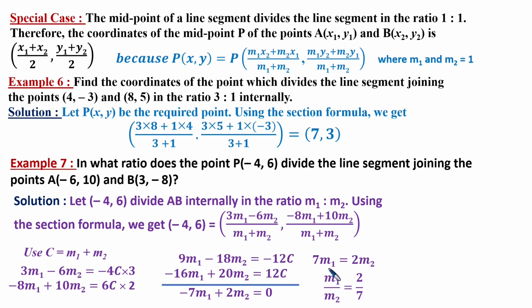So I get the ratio 7m1 is equal to 2m2. So m1 by m2 is 2 by 7. So I get this ratio. So in what ratio does the point P divide this line AB? This point P divides this line AB in the ratio of 2 by 7.